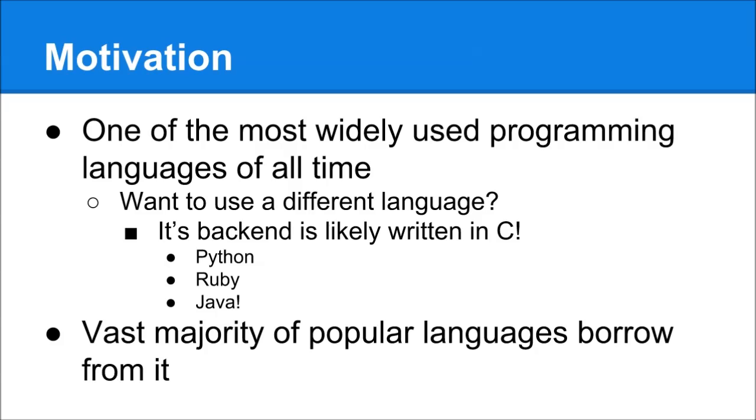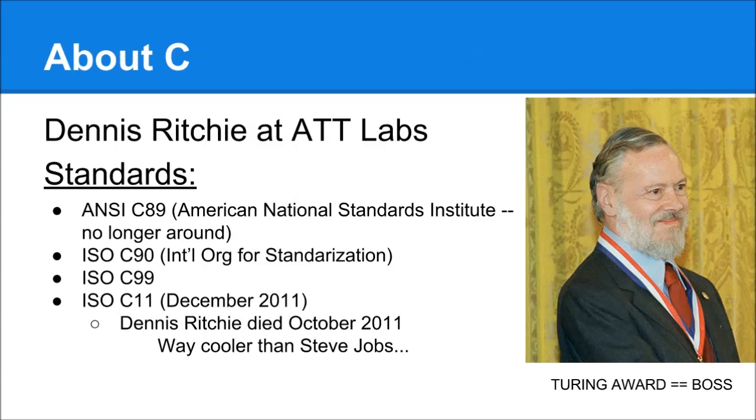So C is one of the most widely used programming languages in the entire world. If you want to use a different language, the backend for that language is probably written in C as well. The Java virtual machine, that's written in C. And the vast majority of popular programming languages borrow from it as well.